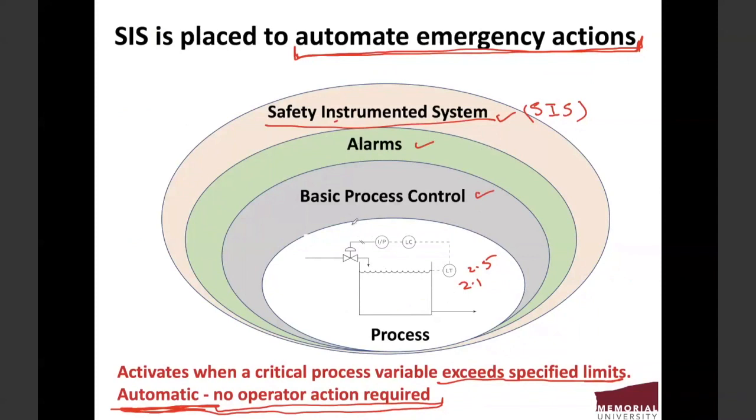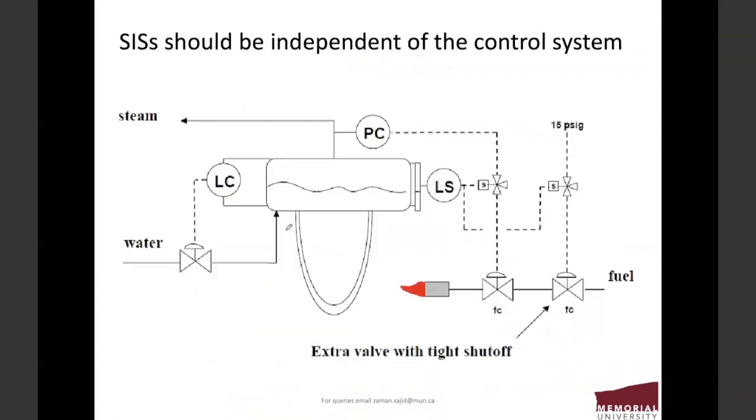One thing you must notice is that in order to ensure these protection layers, we want them to work in parallel, not in series. Because if they work in series, the failure of one can lead to the failure of the rest of the layers. You will see some more layers coming on top of this. So we do not want that. This next slide mentions that your safety instrumented systems should be independent of the control system.